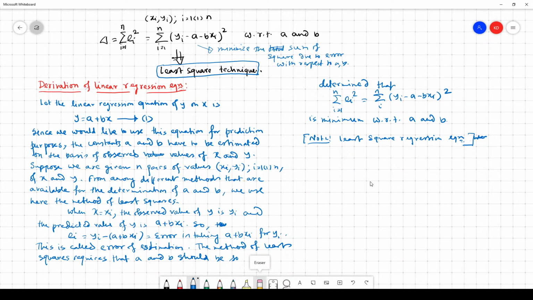Again, I am telling you this is not the only method, this is one of the methods. Least square is one of the methods to find a good linear regression equation. Okay, because statistics depends very much on data. Sometimes least square gives a better result, but sometimes it may not. So that's why I am saying this is one of the good techniques to find a regression equation.